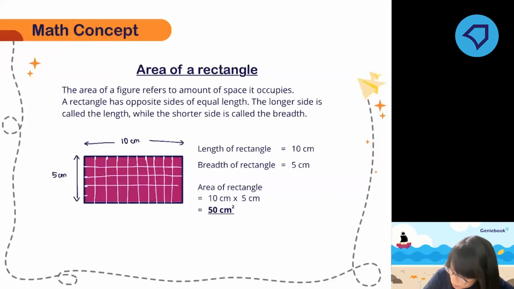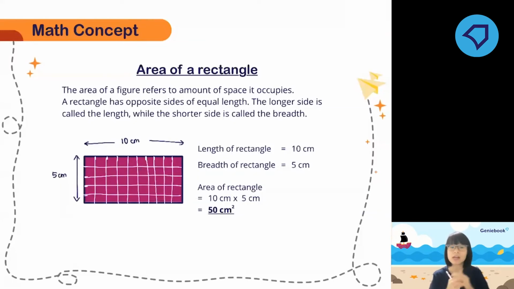So in other words, how many 1 cm squares do I have altogether? I'll have a total of 50 because on this side here I have 10, and then I need to go down by 5 rows, right? So it's 5 groups of 10. So it's 10 multiplied by 5, and that will give me a total of 50 centimeters squared.